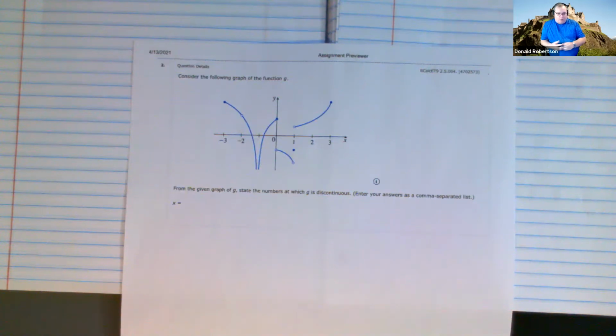Okay, same question. Tell me where it is and what kind of discontinuity is happening there. At -1, there's an infinite discontinuity. Agreed? Agreed? There's at least 3 more to go.